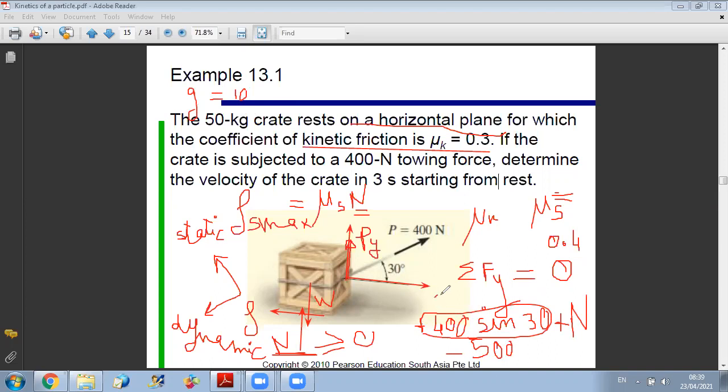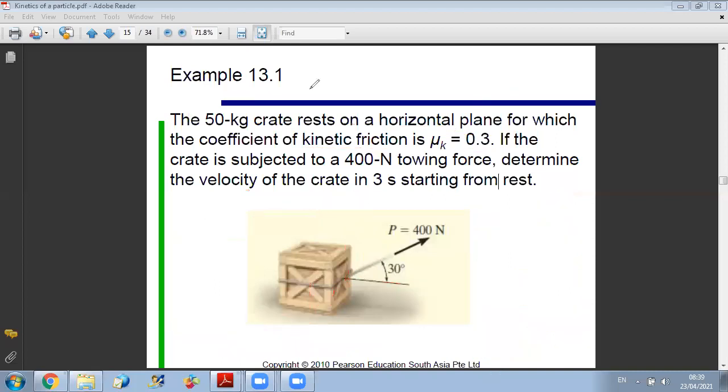Of course, as you can see, the weight is larger than Py, so I will not be able to lift my crate, and N will be equal to 300. Okay, so I got here N in this problem, N equals 300. And let us say I gave you mu s equals 0.4. This will allow you to calculate the maximum possible static friction that can act on the box.